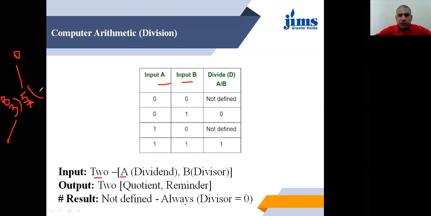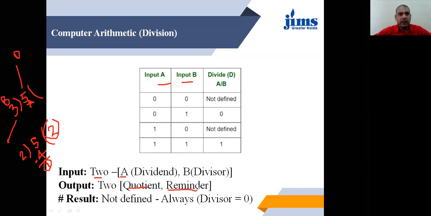So when we will perform this operation in binary, then suppose I have to divide 5 by 2, then this is 2, 2 4, and remainder is 5 minus 4, that is 1. So in the output we get two values, one is remainder and second is quotient. So this is quotient and this is remainder.